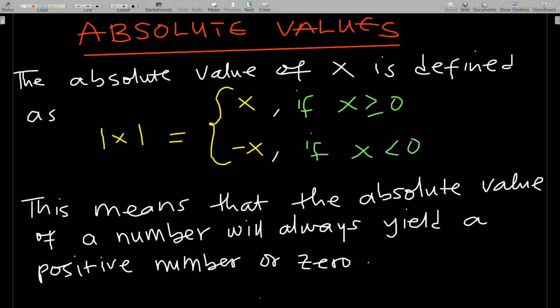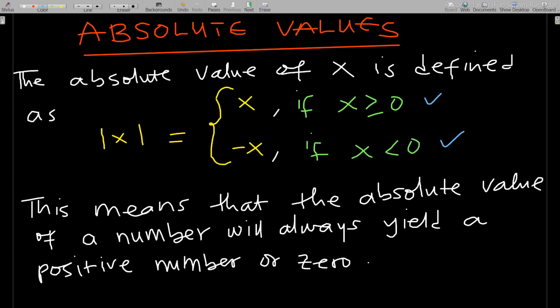Now, absolute values. The absolute value of x is defined as follows. The double bar is the symbol for absolute value. The absolute value of x is equal to x if x is greater than or equal to 0, and it is equal to negative x if x is less than 0.